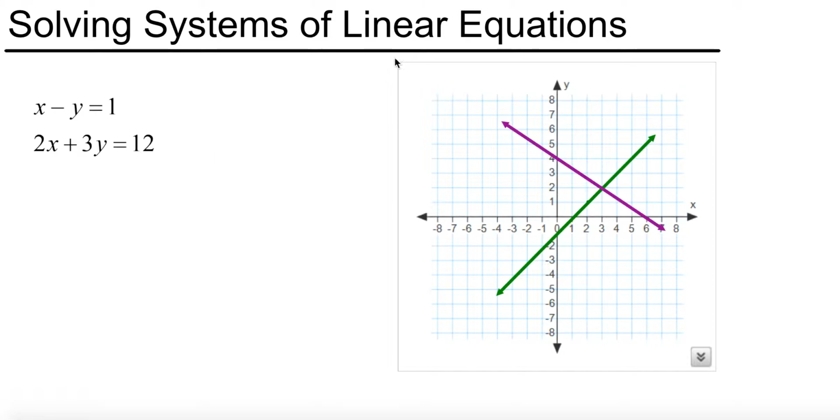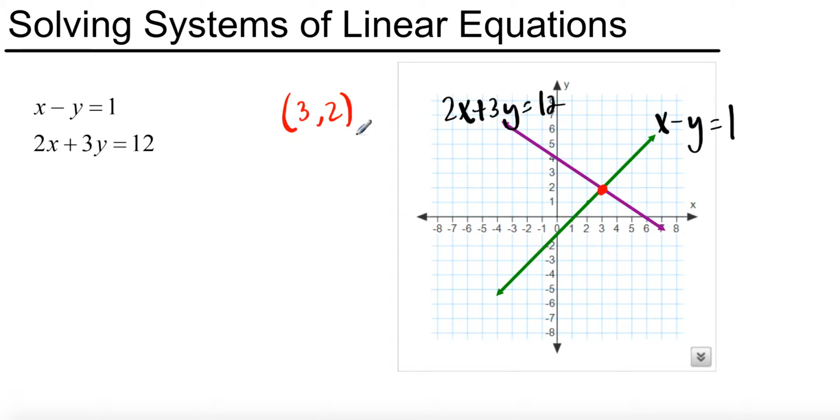I've gone ahead and graphed both of these for you. Graphing a system is one method for solving, but it's not the most efficient, so we're not going to focus on that in this video. But just to give you a picture of what's happening, that green line is my equation x minus y is equal to 1, and the purple line is my equation 2x plus 3y is equal to 12. What we're looking to find is where these two lines intersect, and we can see that they intersect at the point (3, 2). That's the point that they have in common. Therefore, that's the solution to our system.